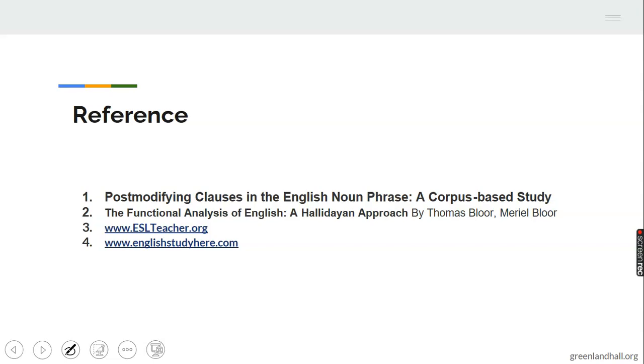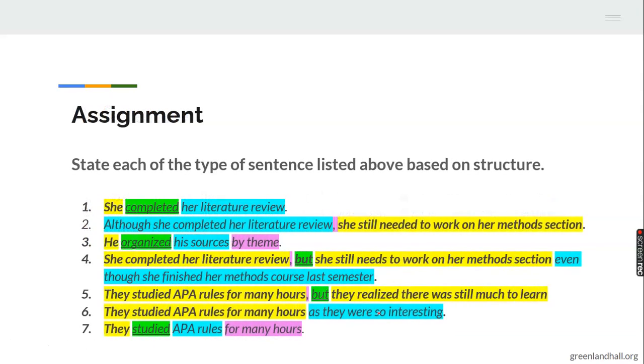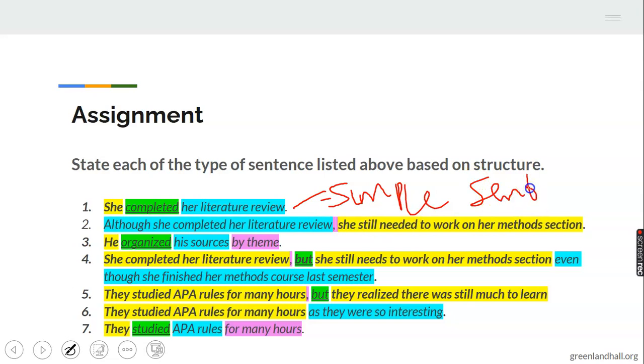Lastly, lay your hands on this reference material, read them, and be more equipped with more knowledge about sentences. And for my assignments, state each of the types of sentence listed above based on structure. She completed our literature review is a simple sentence. I'm doing this for you as an example. Why? Because it has only one subject, she, and one verb, and it's straightforward and short. So the remaining 6, do them on your own.